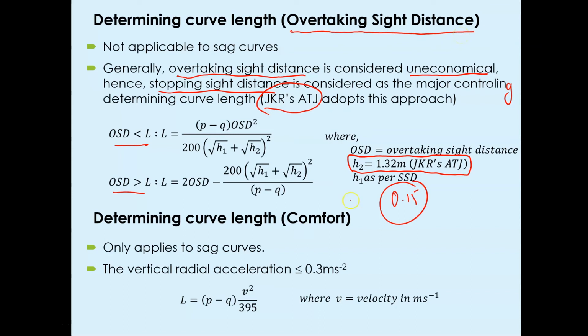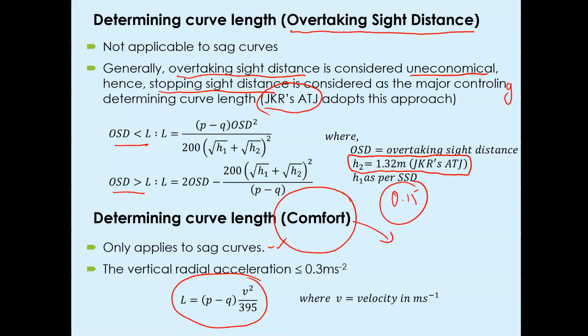If you want to take comfort as your controlling factor, which only applies to sag curves though, the equation is given by this: P minus Q, the algebraic difference, V velocity, and T95 is a constant. That will give you the length of the vertical curve if you are considering comfort as a factor to determine the length of your curve.